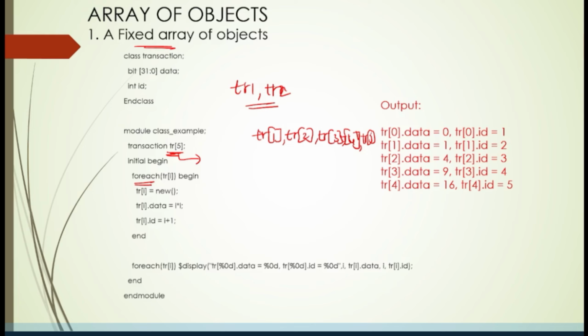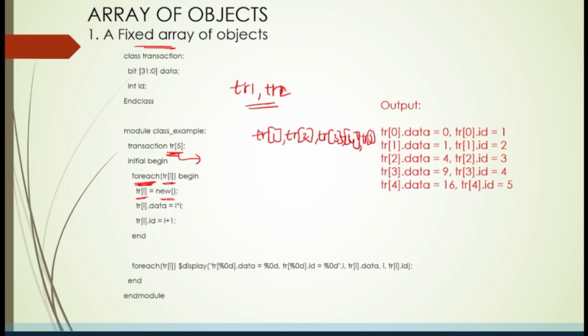So that is why arrays are very important in SystemVerilog. If you don't know about arrays, first go check those videos and then come to this video. Since we are using arrays, you will be taking the help of a foreach loop. Foreach tr of i, tr of i equal to new.